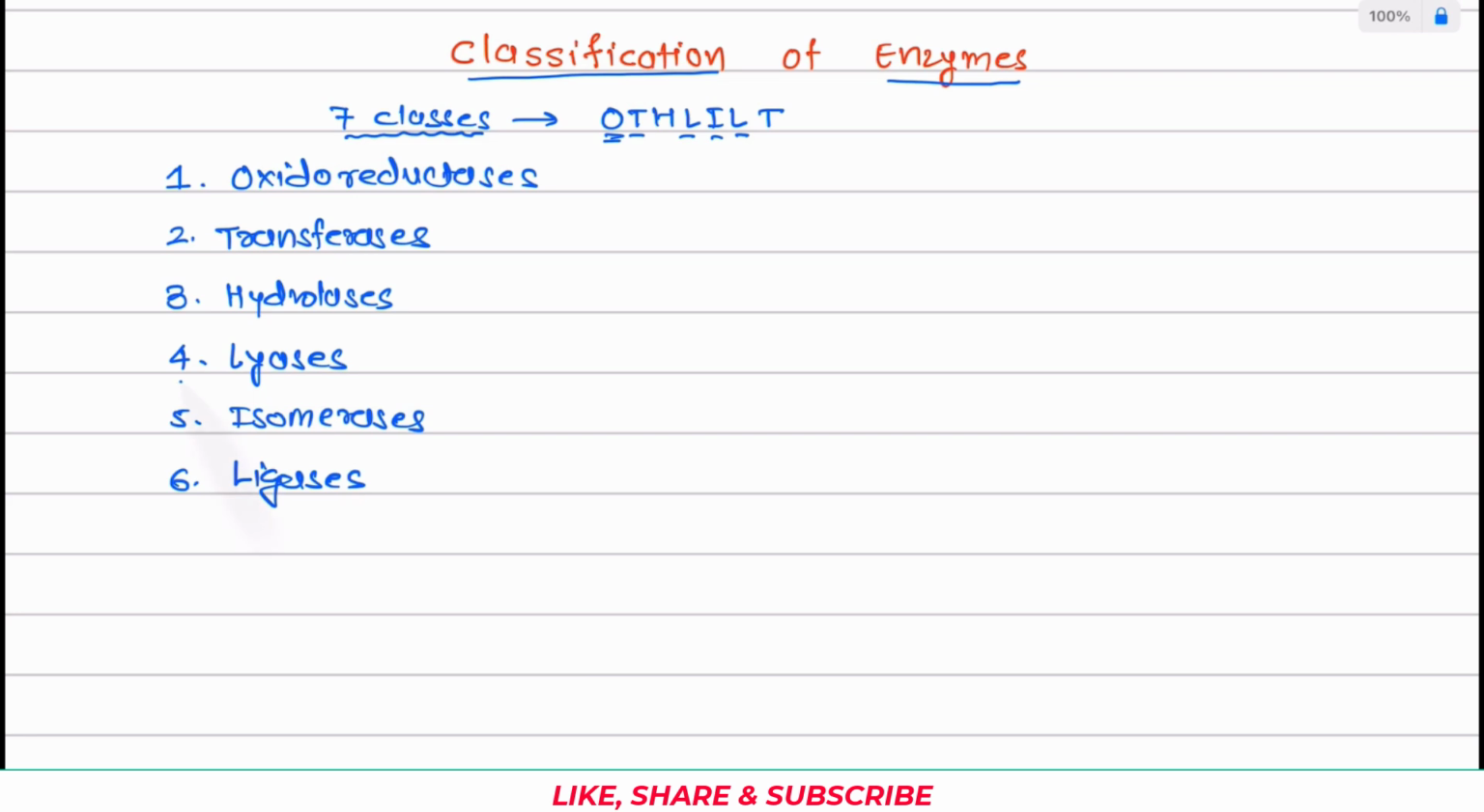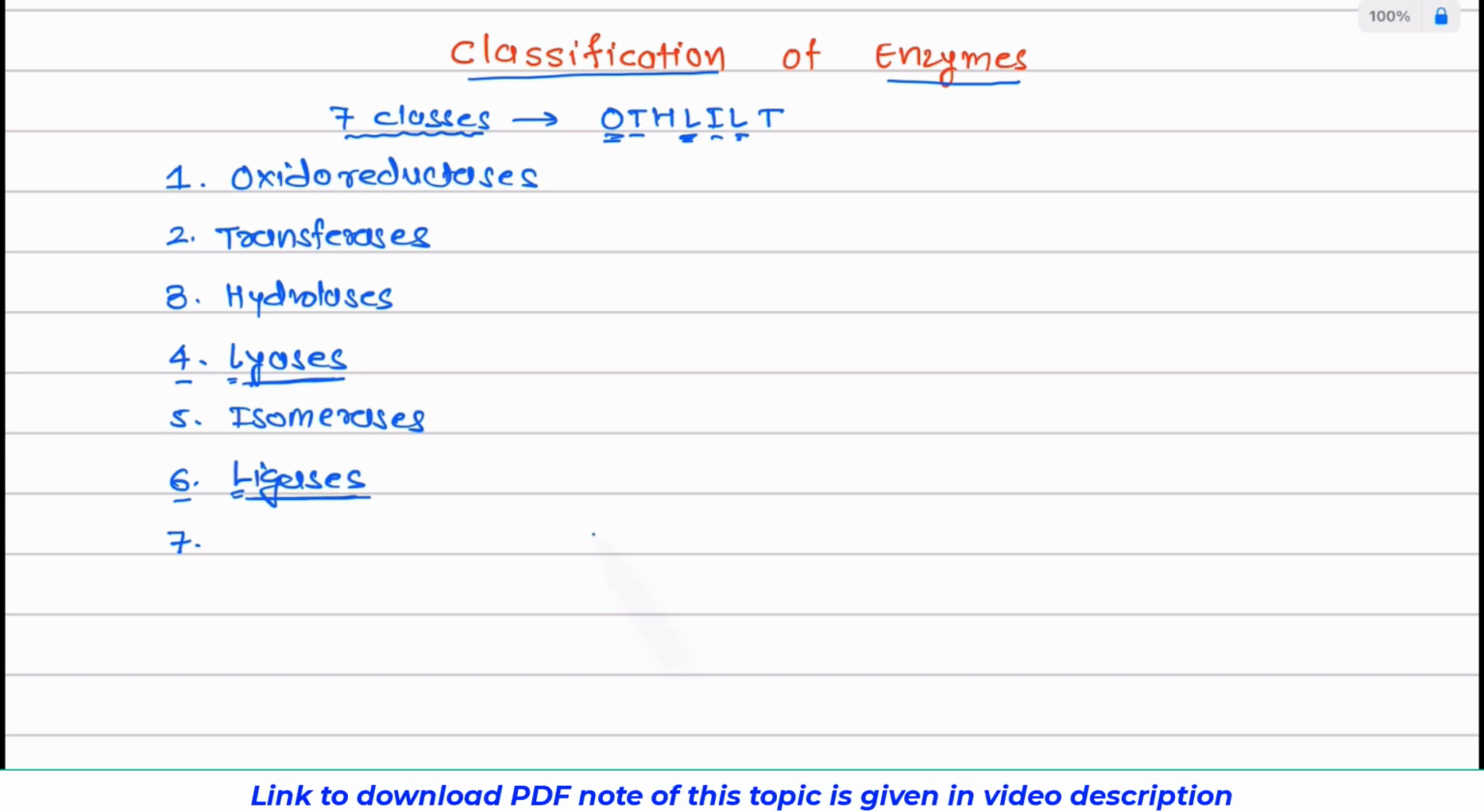Remember, don't ever confuse class number 4 and class number 6. Class number 4 is Lyases and class number 6 is the Ligases. As both start with L, in this mnemonic we will not be able to tell which one is first, so this thing we have to remember. And class number 7, which was recently added, in August 2018, is the Translocases. Let's look at all these classes one by one.